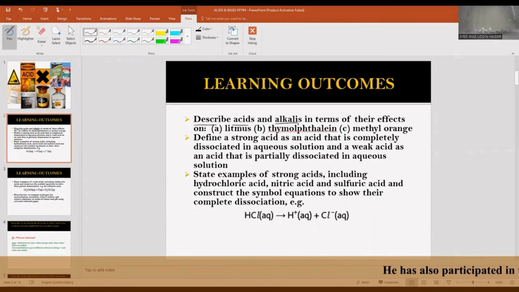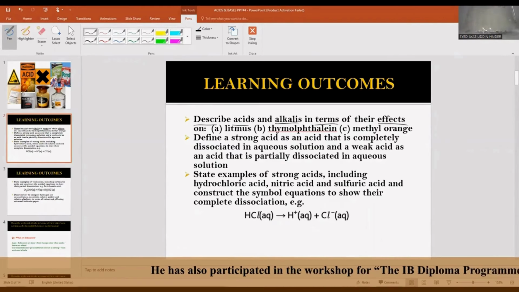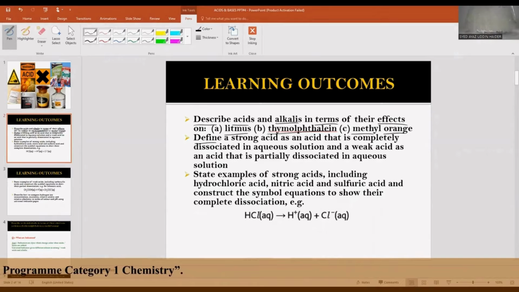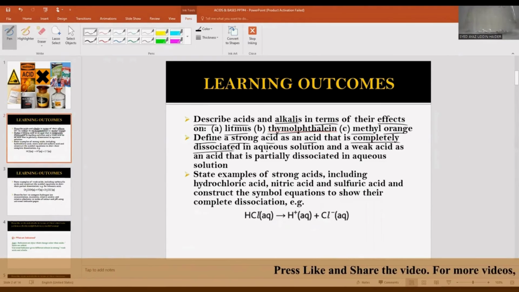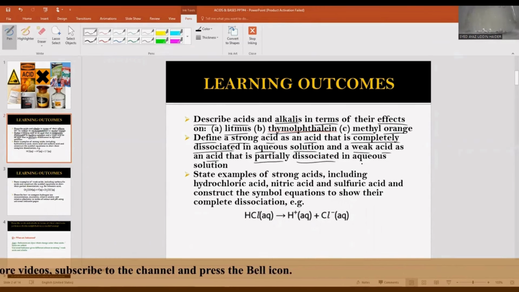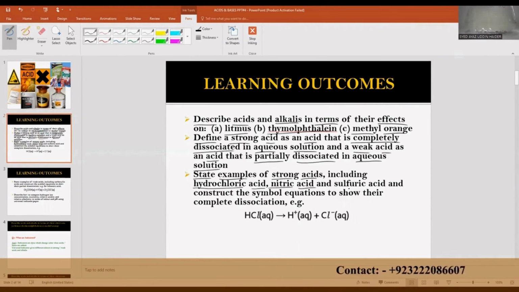Describe acids and alkalis in terms of their effects on litmus, thymolphthalein, methyl orange. Define a strong acid as an acid that is completely dissociated in aqueous solution, and a weak acid as an acid that is partially dissociated in aqueous solution. State examples of strong acids, including hydrochloric acid, nitric acid, and sulfuric acid, and construct symbol equations to show their complete dissociation. Here's an example. HCl gives H positive plus Cl negative ion.